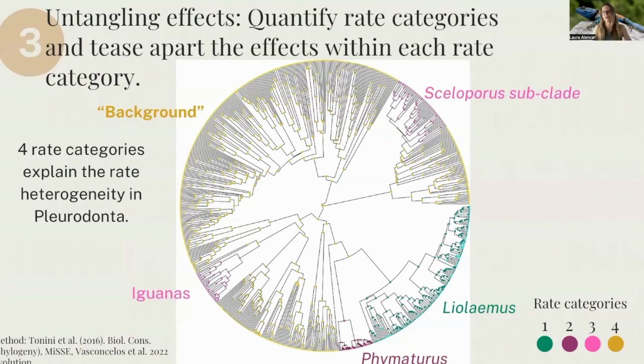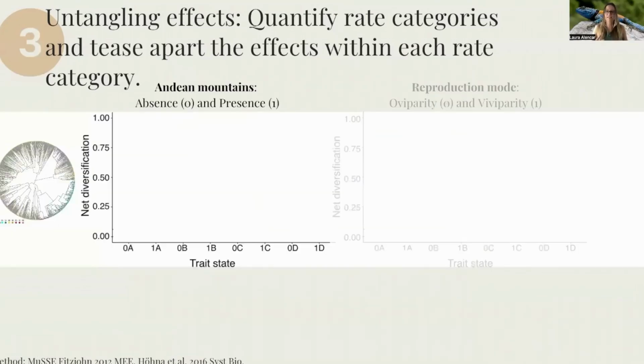And the fourth category is comprised of the remaining lineages in what we call the background rate category. And so the next step, we wanted to compare the rates between oviparous and viviparous species and those present and absent in the Andean Mountains, but now within each of those rate categories detected by MiSSE.